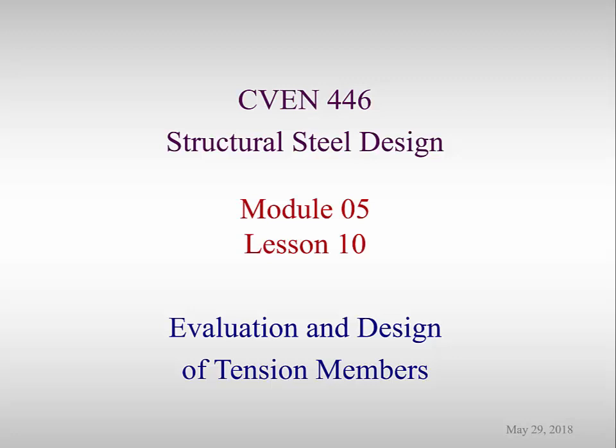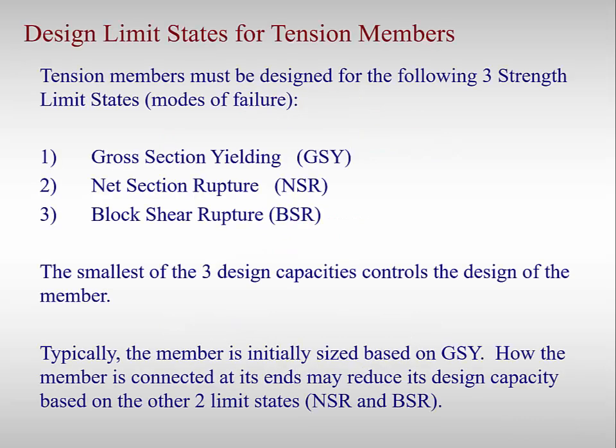Module 5 is the second module for tension members. Lesson 10 covers the evaluation and design of tension members. Tension members are designed for three possible limit states or failure modes. They include gross section yielding, or GSY, net section rupture, or NSR, and block shear rupture, or BSR.